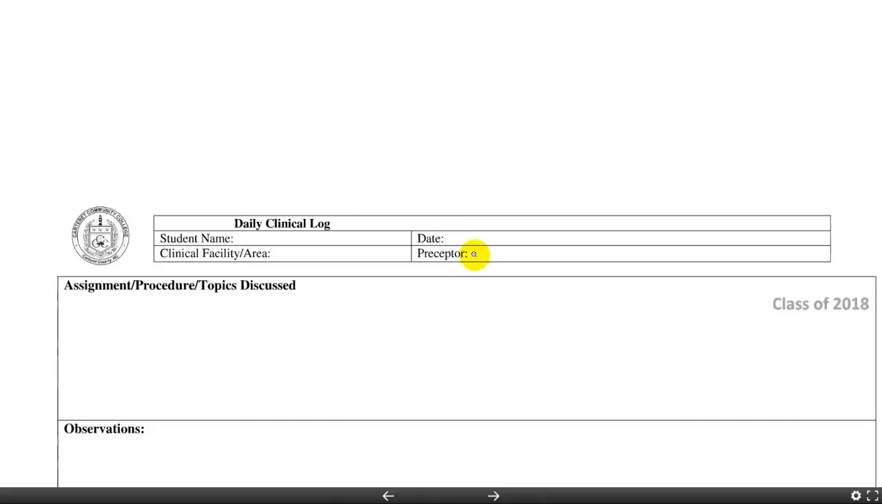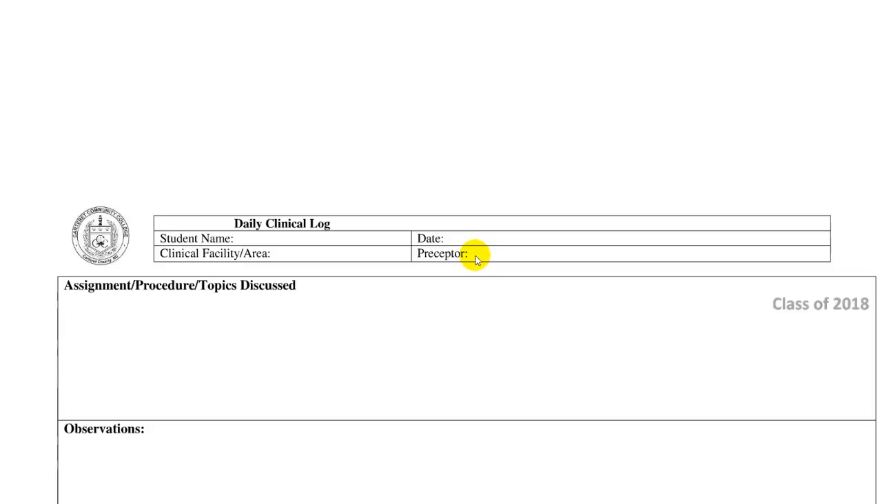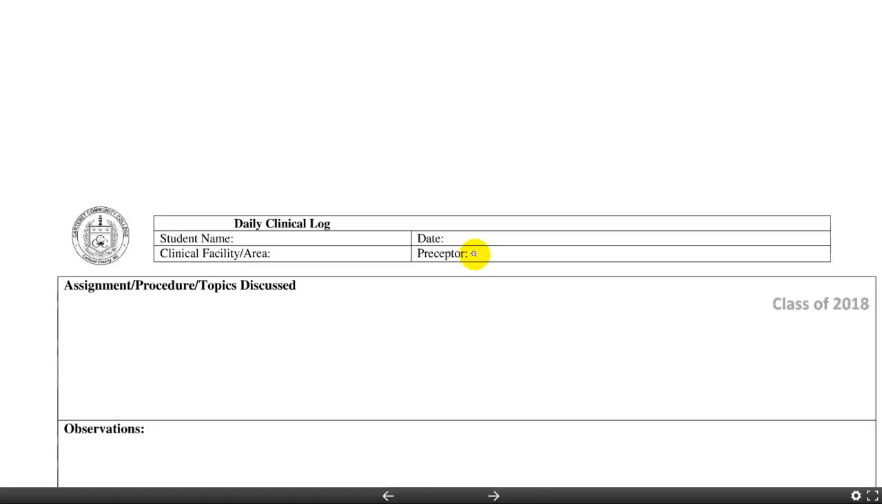And then we're asking the student to include the preceptor here. Of course, please review that to make sure the student has that information correct.